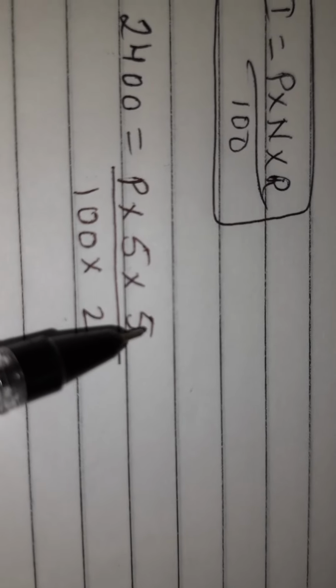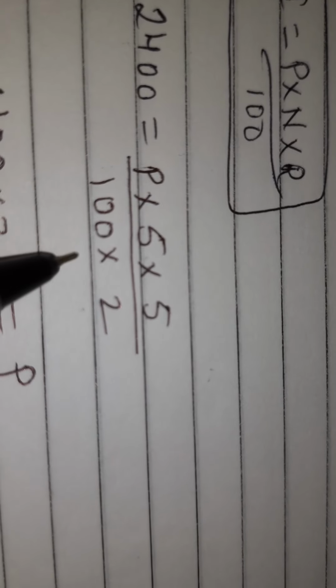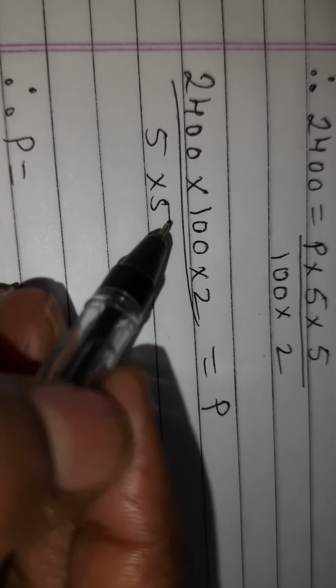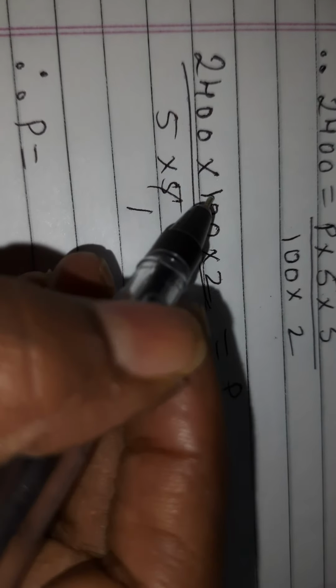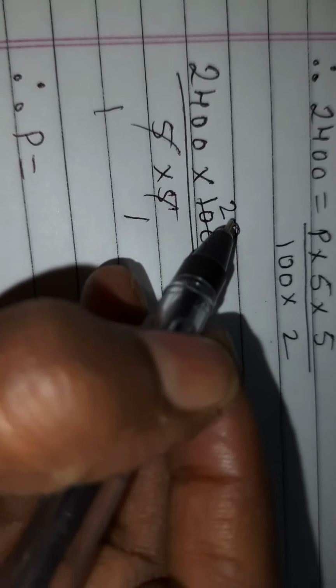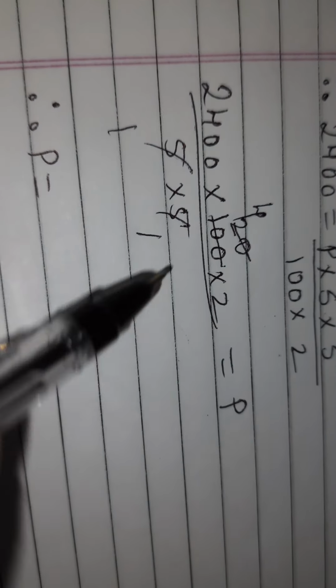Now here you can also cancel: 5 ones are 5, 5 twos are 10. Then again 5 ones are 5, 5 fours are 20. What I have done is I have not cancelled here, I have taken it to the left hand side. So 2,400 into 100 into 2 goes to the numerator, and this 5 into 5 comes to the denominator, because the left hand side is P. Now let's do the calculations, children. 5 ones are 5, 5 twos are 10, 5 zeros are 0. 5 ones are 5, 5 fours are 20. Done. Nothing is left.